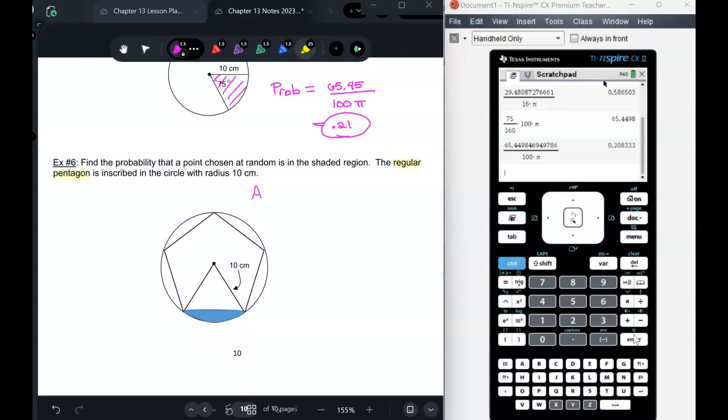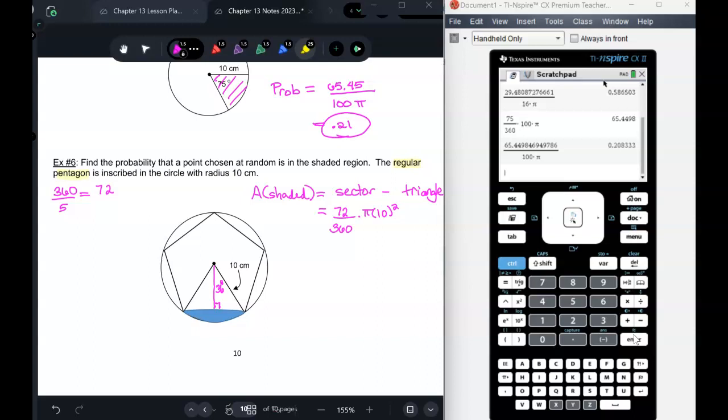So for my shaded region, I'm going to take the sector minus the triangle. Okay, if it's a pentagon, 360 divided by 5 gives us 72 degrees. So the sector is going to be 72 over 360 times pi times 10 squared. Wait, don't you divide it by 2? Okay, we're going to divide it by 2 so that we can work within here. So if I draw the altitude, this is going to be 36 degrees.